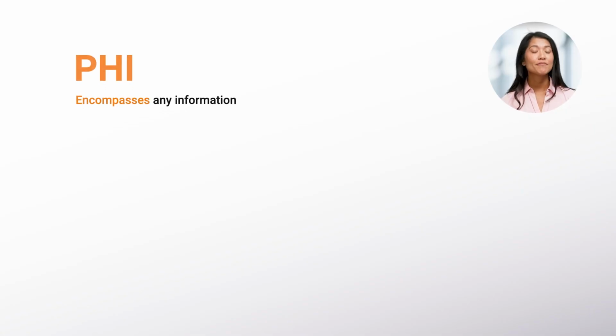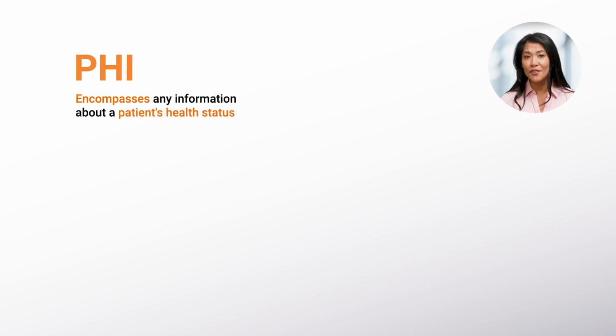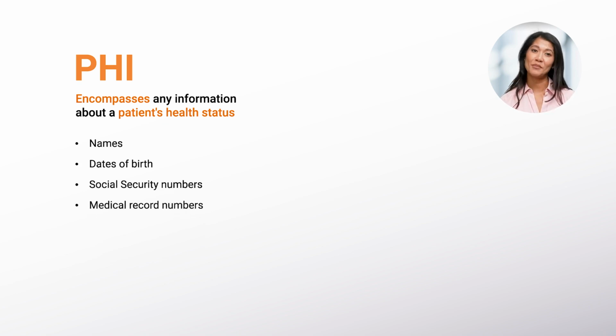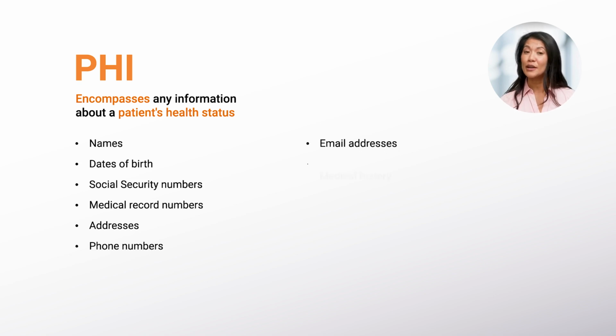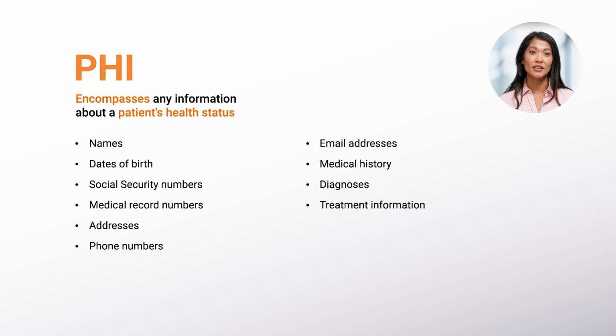PHI encompasses any information about a patient's health status, provision of healthcare, or payment for healthcare that can be linked to a specific individual. This includes a wide range of data, such as names, dates of birth, social security numbers, medical record numbers, addresses, phone numbers, email addresses, medical history, diagnoses, treatment information, test results, insurance information.